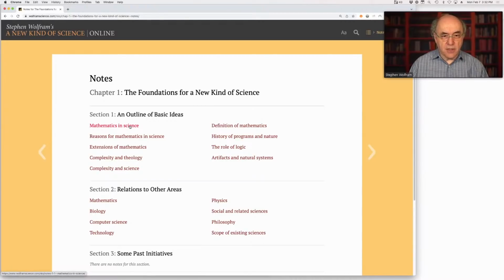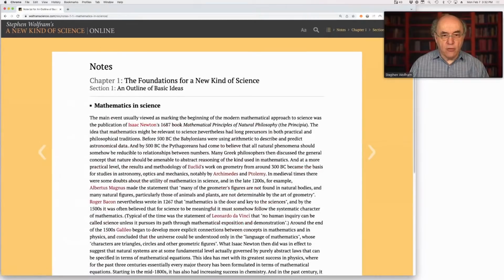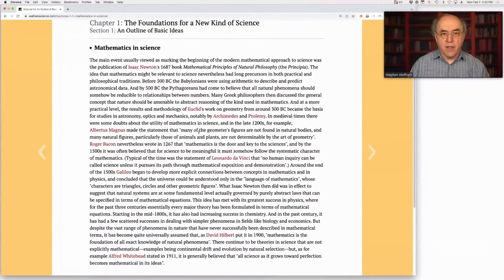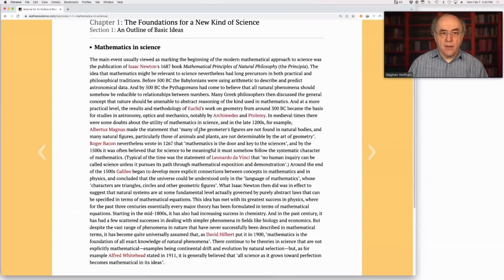Let's take a look at some of these notes. So I have a note here about mathematics and science, and talking about the arc. I've talked about NKS as being the next step beyond the idea of mathematics as a foundation for science. So this note talked about what was the idea of mathematics and science. How did that come about?